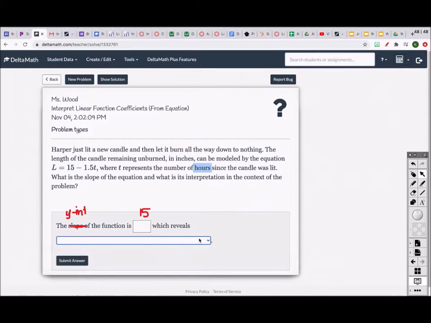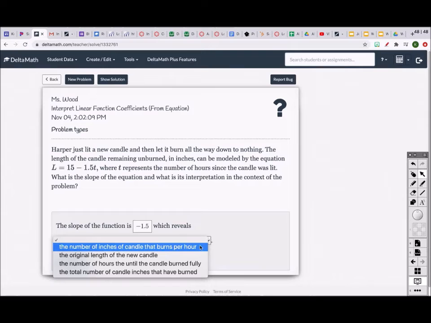Okay, now that is the first type of question, when it asks you for the y-intercept. The second kind of question is when it asks you for the slope. And here we've already determined that the slope is the number that's next to the variable. So what number is next to the variable? Negative 1.5. It's not 1.5, it's negative 1.5. And we've already discussed that this is saying that the candle goes down. So this is the number of inches that it burns per hour.